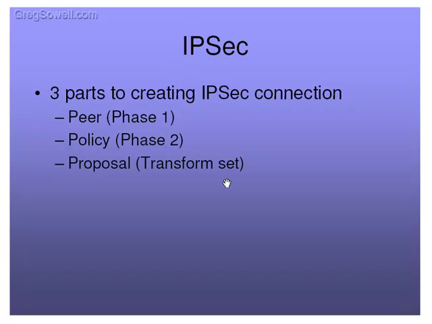The proposal portion is going to be what encryption settings you use for phase 2. So it's really phase 2 will call upon the proposal, or in Cisco the transform set, to determine what security they're going to use in phase 2.